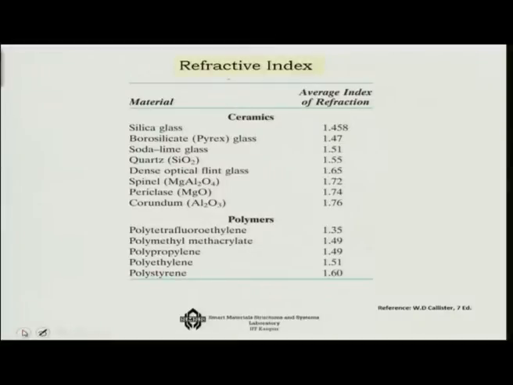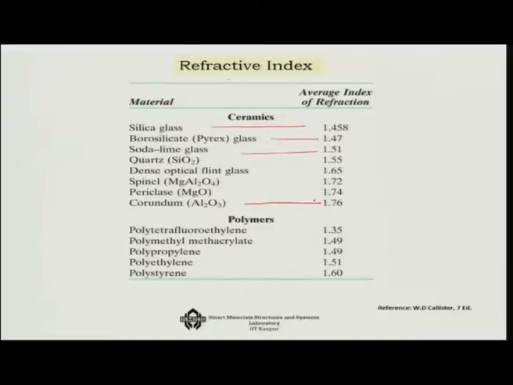Now, the refractive index of some of the very common materials, let us say silica glass, ceramics, has a refractive index of 1.458. So, quite a low refractive index. Then we have borosilicate glass 1.47, 1.51, like that.